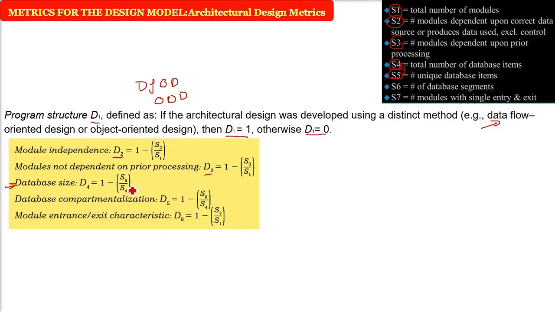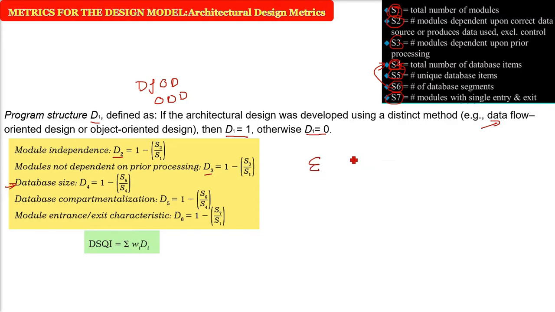Then the database compartmentalization, modularization, D5. So S6 by S4 and subtract it from 1. Module entrance or exit characteristic. This is S7 by S1, compute, subtract it from 1. So D1 till D6, this is how we get them. So we have to give numbers to S1 to S7. These D1 to D6 can be easily computed.